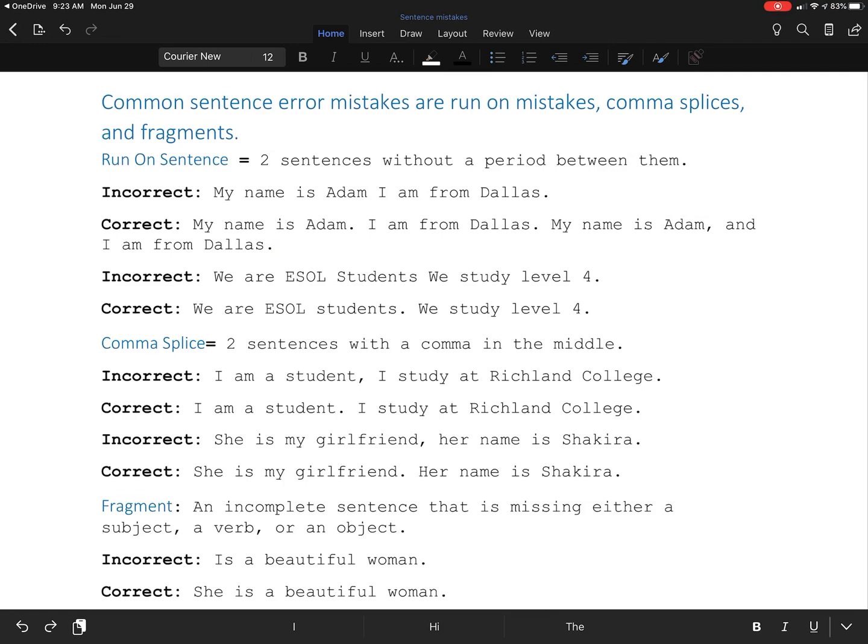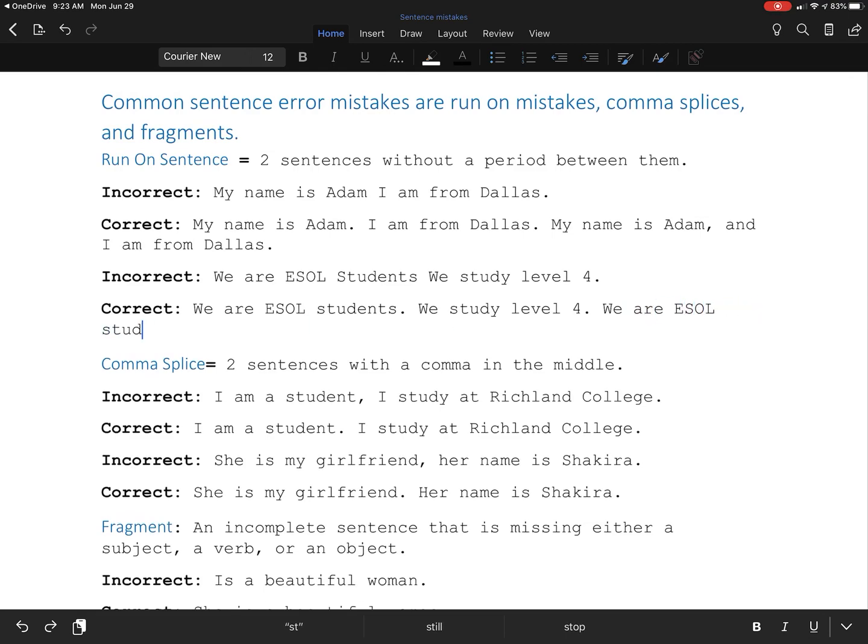We are ESOL students. We study level 4. Just like the last one, we need to have a period in the middle because these are two sentences. So again, we could say we are ESOL students, period. We study level 4. Or we can say we are ESOL students, comma, and we study level 4. So there are a couple ways to make this correct, but when you're checking your essays and you're looking for correct sentences, make sure that you have periods where they're needed.